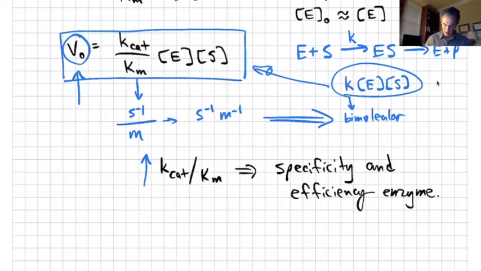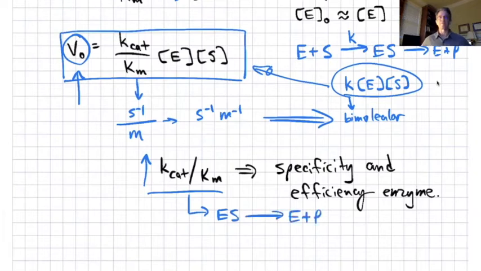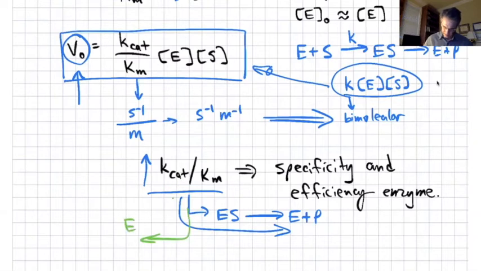Or another way to think about it is the larger kcat over km gets, the more likely the Michaelis complex goes to enzyme plus product, right? As kcat over km goes up, this reaction is more likely to go this way rather than go the other way, which would be enzyme plus substrate decaying back to E and S, right? So the higher the kcat over km, the higher the probability that the reaction is going to turn into product rather than go in the opposite direction, right?